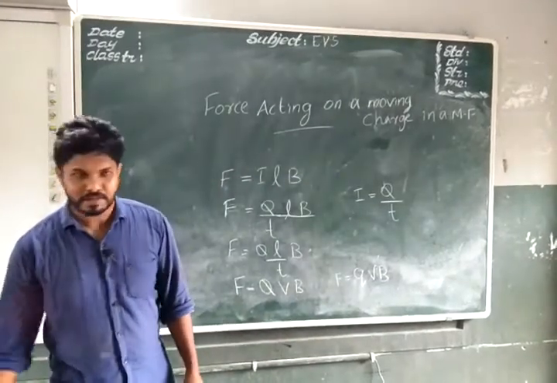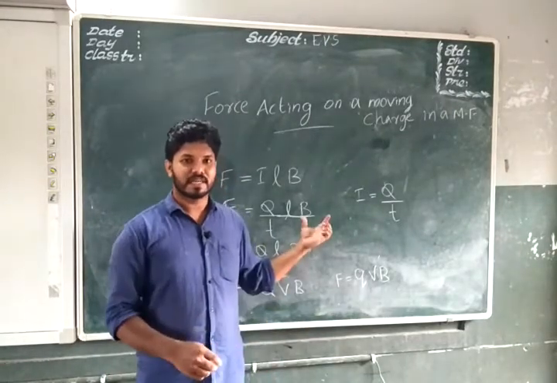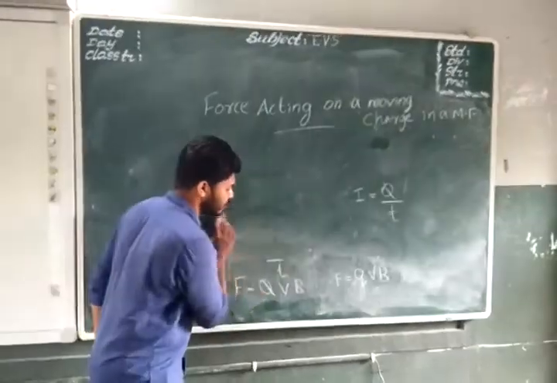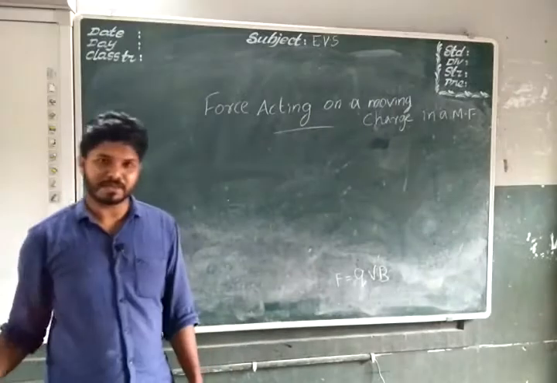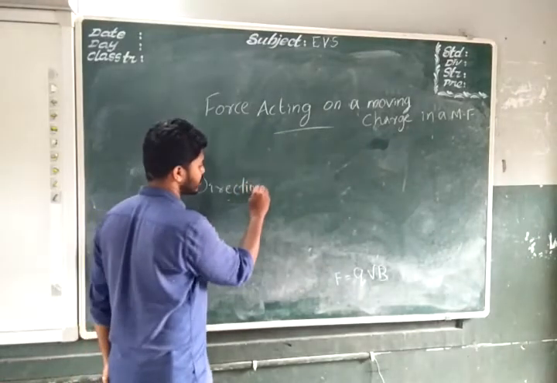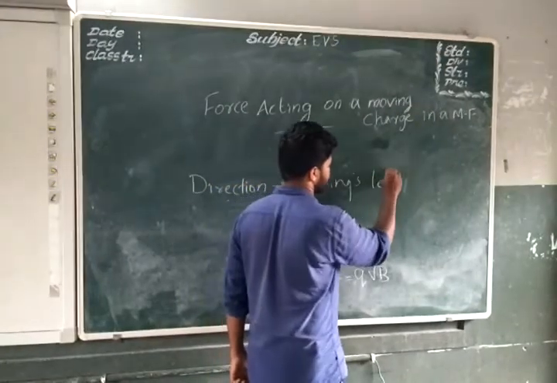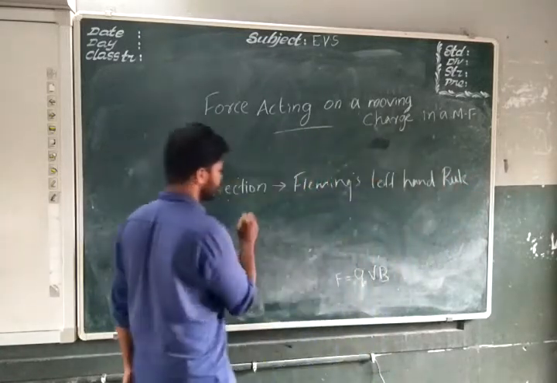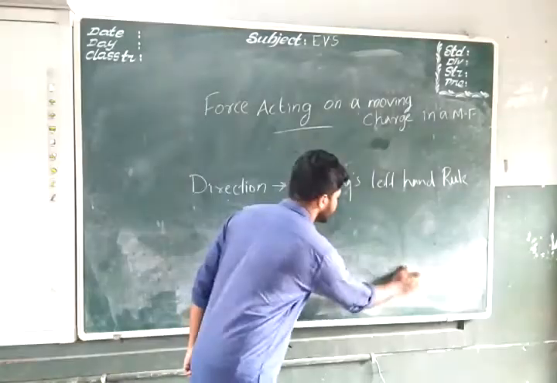See now, we discussed the equation for the magnitude of force. Now we are going to discuss the direction of this force. How can we find the direction of force? In the last case we found the direction of force by using a rule, Fleming's left hand rule. The same thing is used here. So we can find the direction of force on the moving charge by using Fleming's left hand rule.